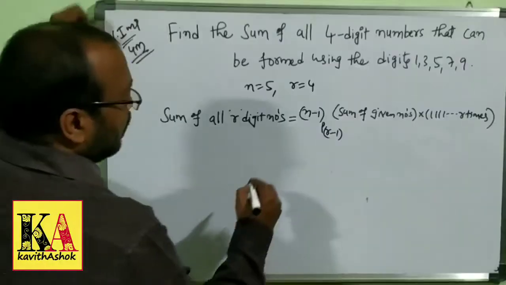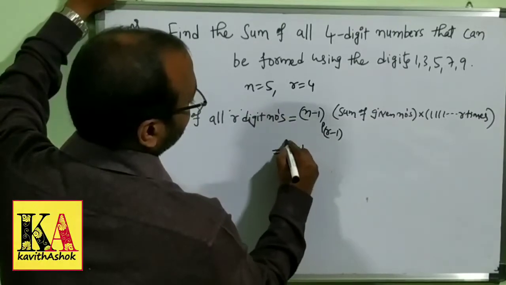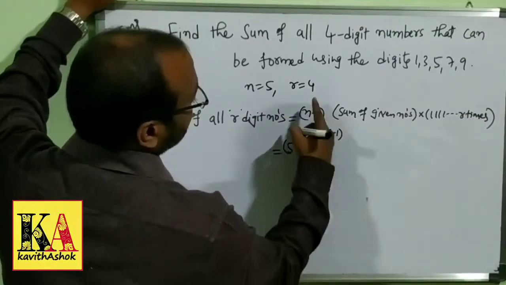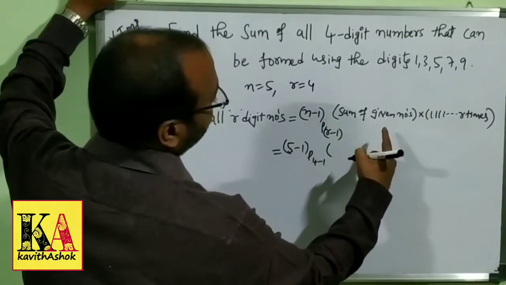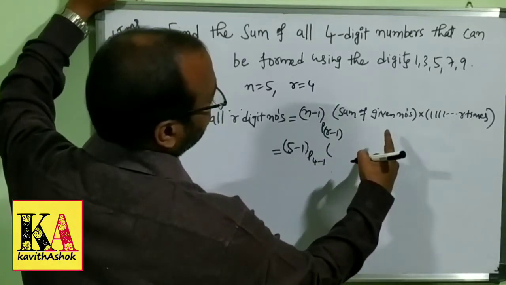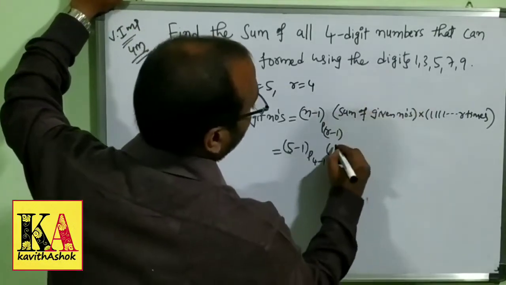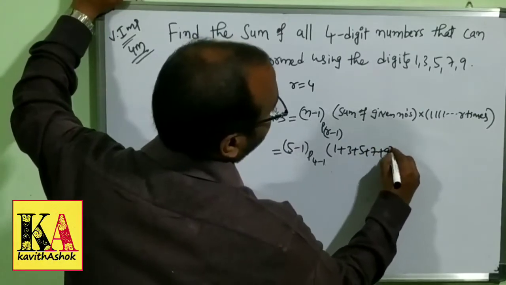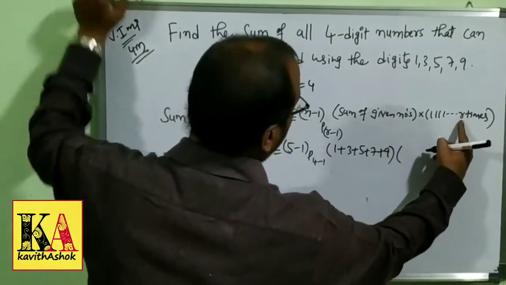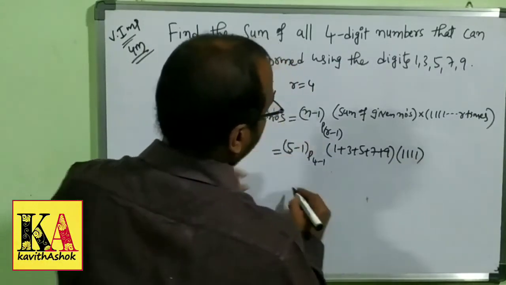So then how can we calculate? N value 5, 5 minus 1 P R minus 1, in the sense 4 minus 1, sum of given numbers, in the sense 1 plus 3 plus 5 plus 7 plus 9, into 1, 1, 1, so on R times. R is nothing but 4. So 4 ones. 1, 1, 1, 1, 4 times.